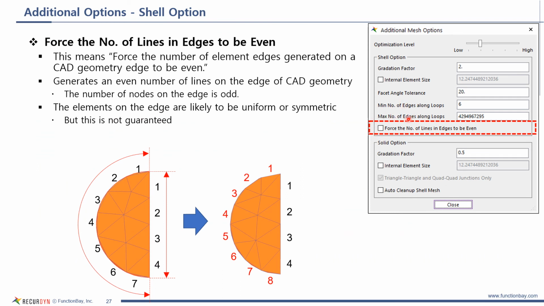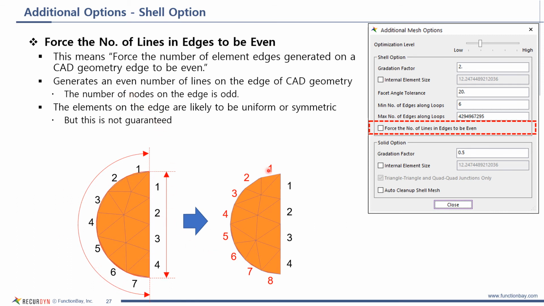The name of this option is a bit vague. Force the number of lines in edges to be even. It means force the number of element edges generated on a CAD geometry edge to be even. This is an option to generate an even number of lines of elements on the edge of a CAD geometry.